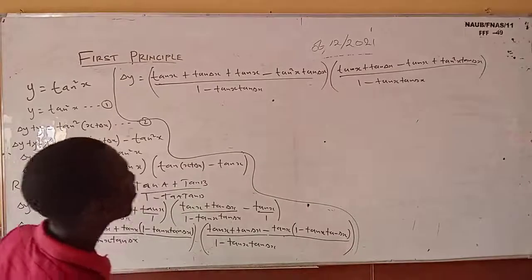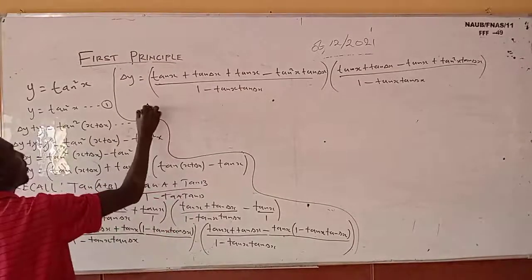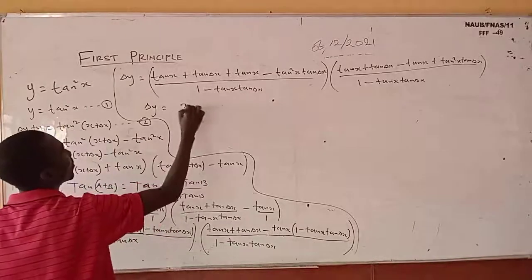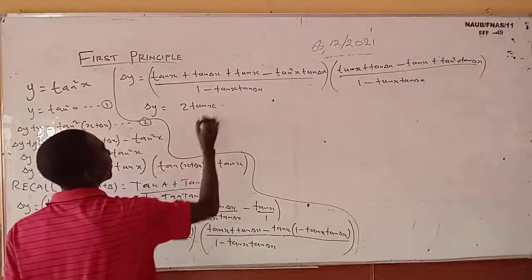So now, what we are going to do, we can add this one and this one together. So it means change in y is equal to tan s plus tan s, which is 2 tan s. 2 tan s, right?